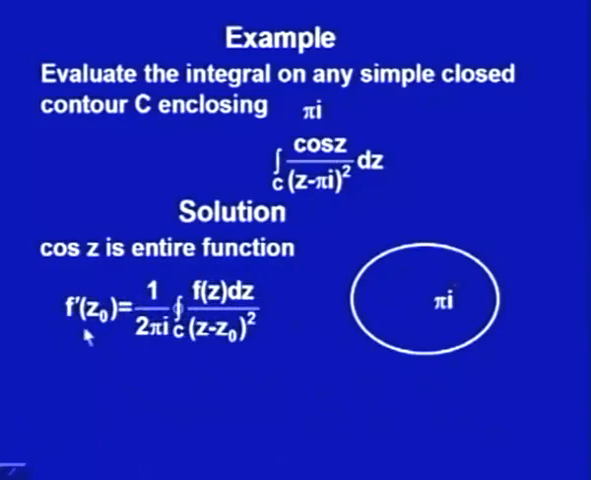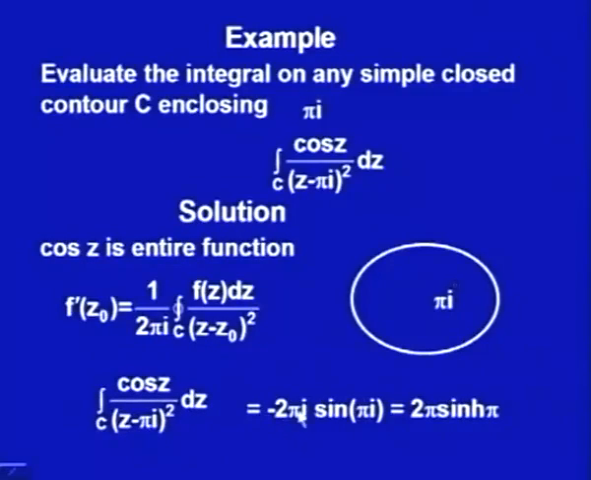f'(z0) = 1 upon 2 pi i integral along this contour C of f(z) upon (z minus z0) whole square dz. So, now what is f'(z0)? f(z) is cos z, so f'(z) would be minus sin z. At z0, the point pi i, I would get minus 2 pi i times minus sin at pi i. So, this is 2 pi sinh pi. So, you find that we could evaluate this integral using this formula for the derivatives.